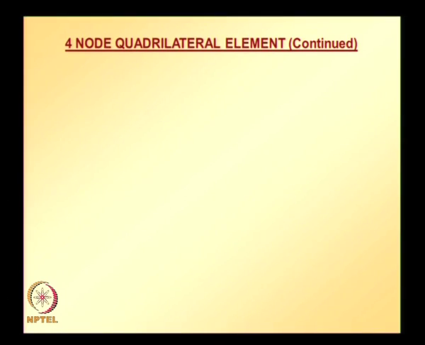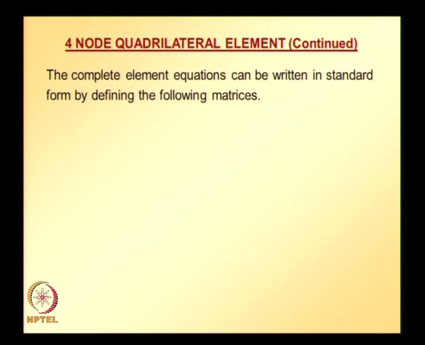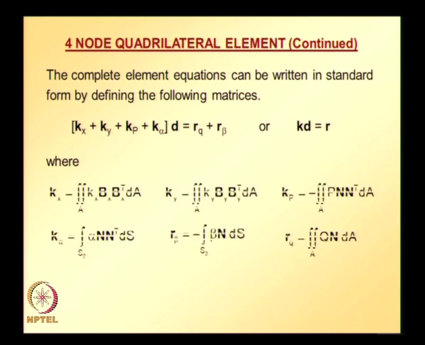I will just briefly summarize what we have done in the last class. So, the complete element equations can be written in standard form by defining following matrices, in which each of these quantities kx, ky, kp, k alpha, rq, r beta are defined here, and this equation can also be compactly written as kd equal to r, where contribution to k comes from kx, ky, kp, k alpha, and contribution to r comes from rq and r beta.